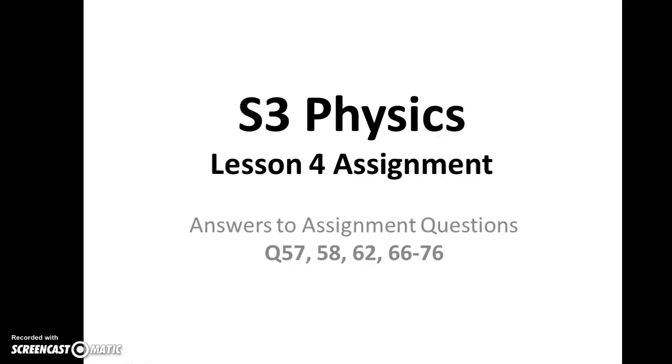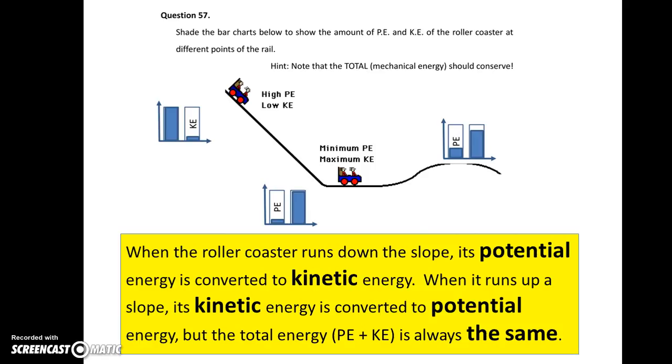Answers to assignment questions. Question 57. It's a roller coaster running down a slope. The kinetic energy and potential energy change when the roller coaster is running on the rails. When it runs down the slope, its potential energy changes to kinetic energy. When it runs up, its kinetic energy converts back to potential energy, but the total energy remains the same.